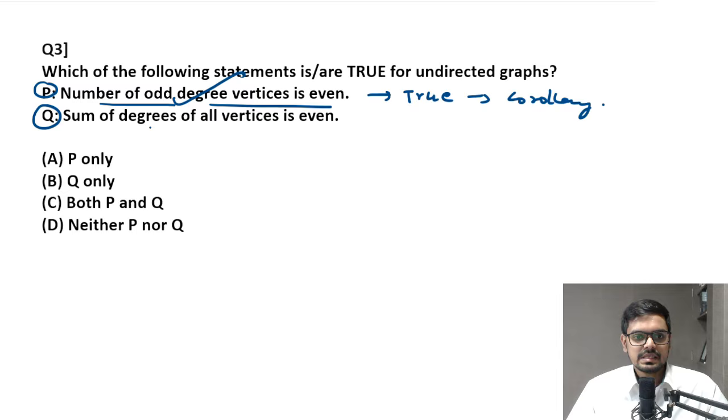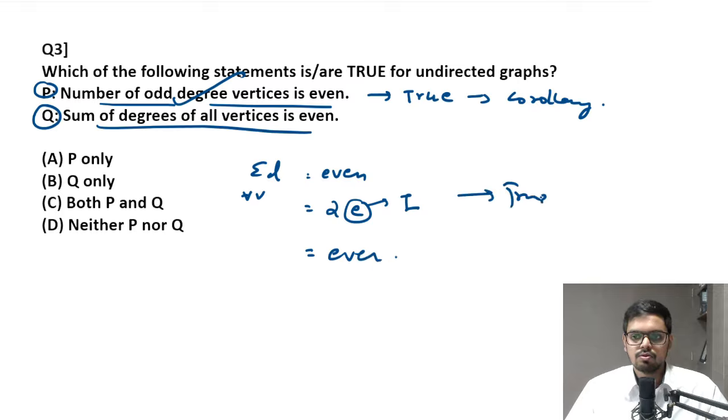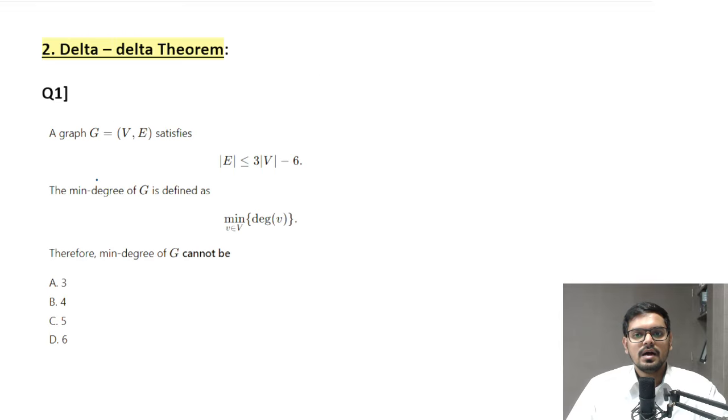Q is: the sum of degrees of all vertices is even. Is it true? Yes, why? Because as per the handshaking theorem, this value is equal to twice the number of edges, and the number of edges belongs to the integers, so 2 times an integer is always even. So yes, this is also true. So both of them are true. Option C is correct. Easy, understood.